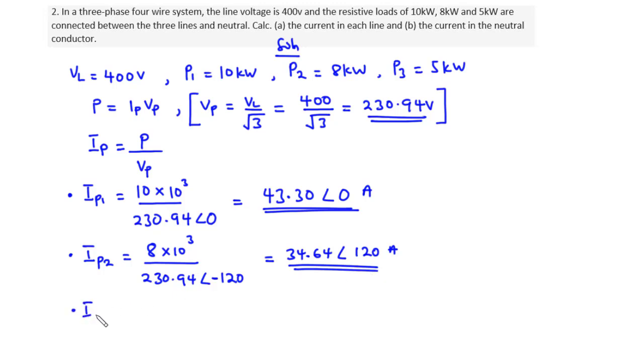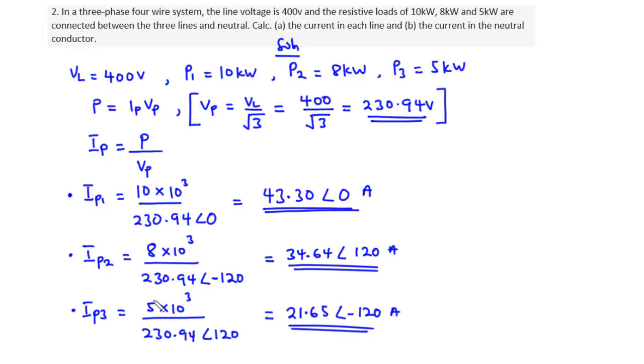And then for phase 3, we have Ip3 equals 5 times 10 exponent 3 divided by 230.94 polar 120, and then 5 times 10 exponent 3 divided by 230.94 gives 21.65, and then we have 0 minus 120, that is negative 120.